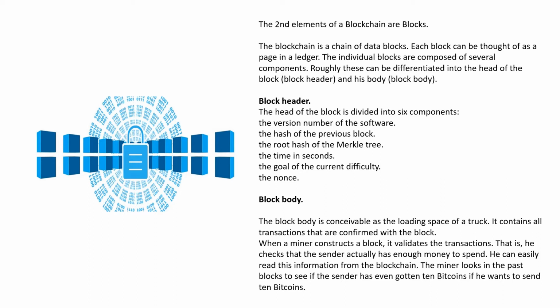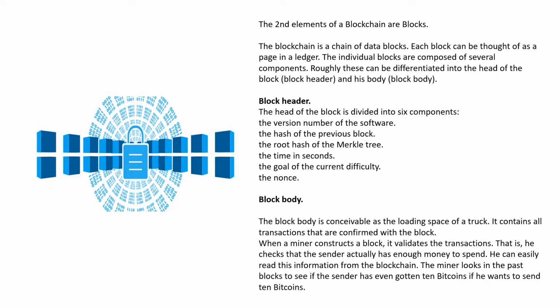Block header. The head of the block is divided into 6 components. The version number of the software. The hash of the previous block. The root hash of the Merkle tree. The time in seconds. The goal of the current difficulty. The nonce. Block body. The block body is conceivable as the loading space of a truck.